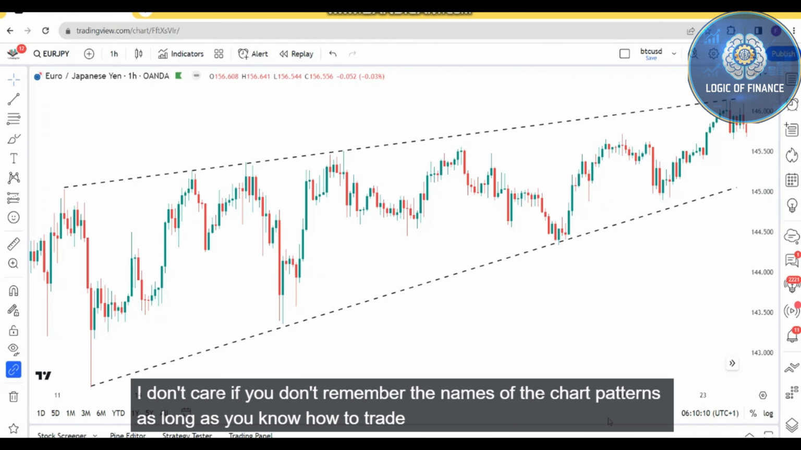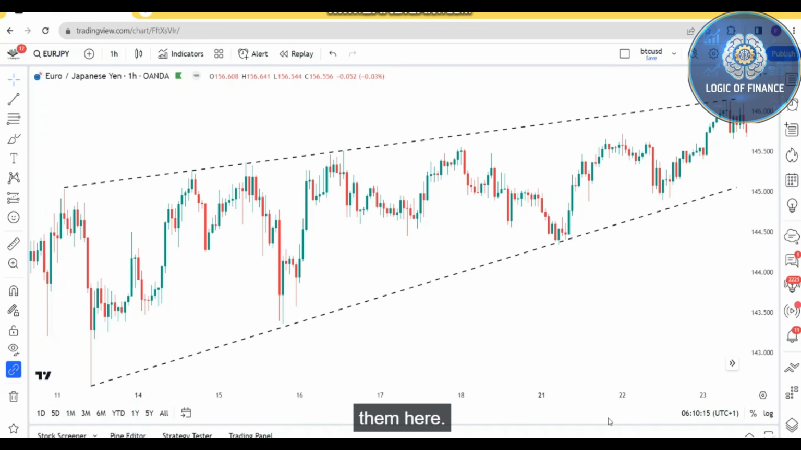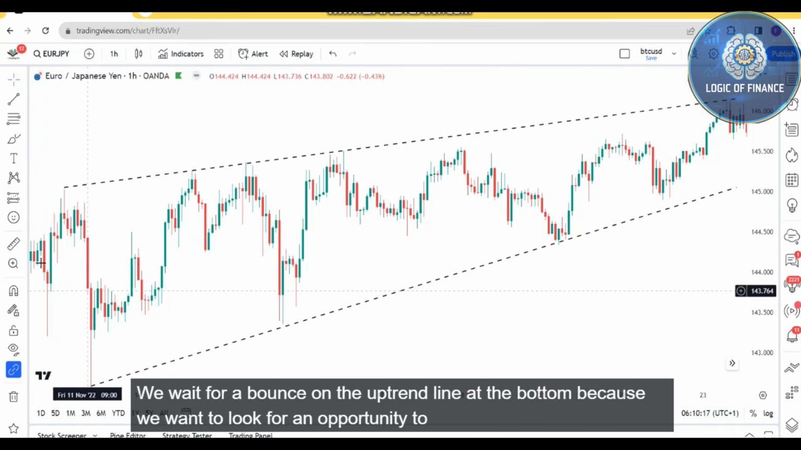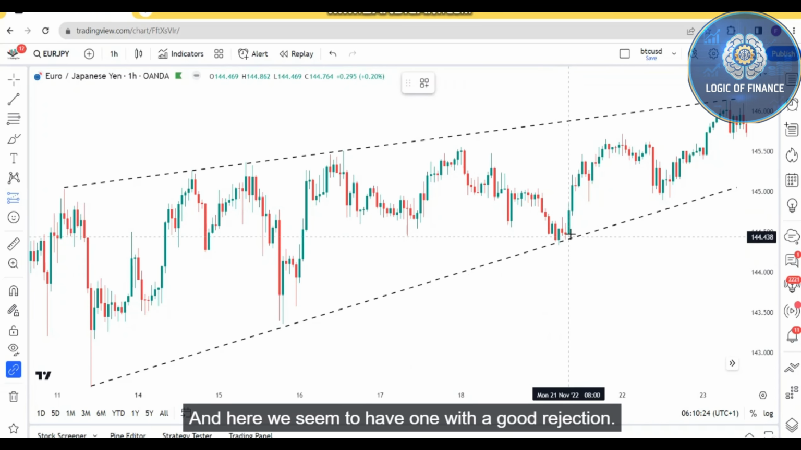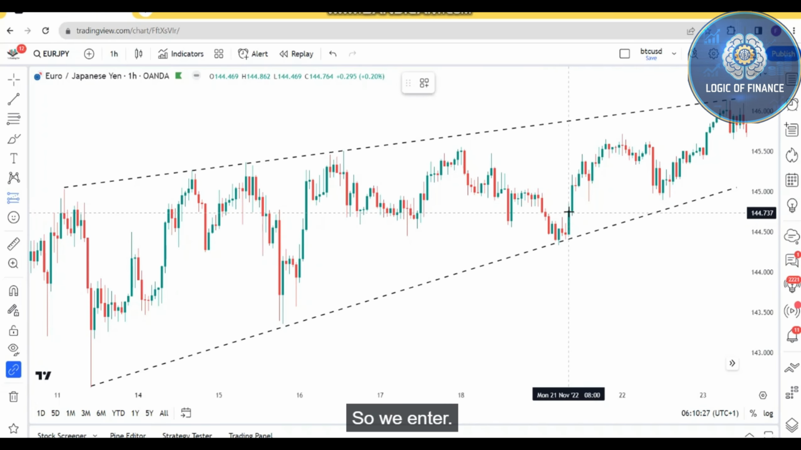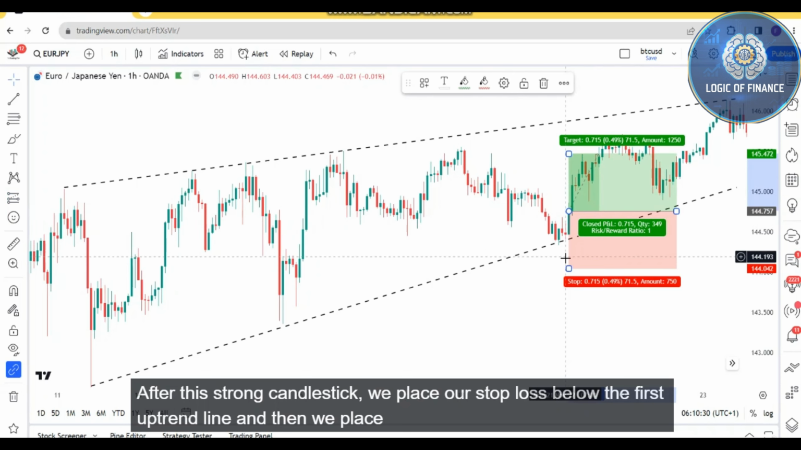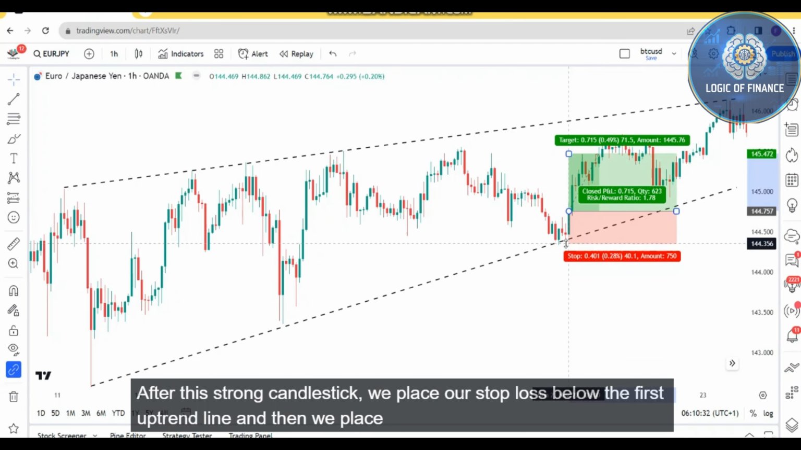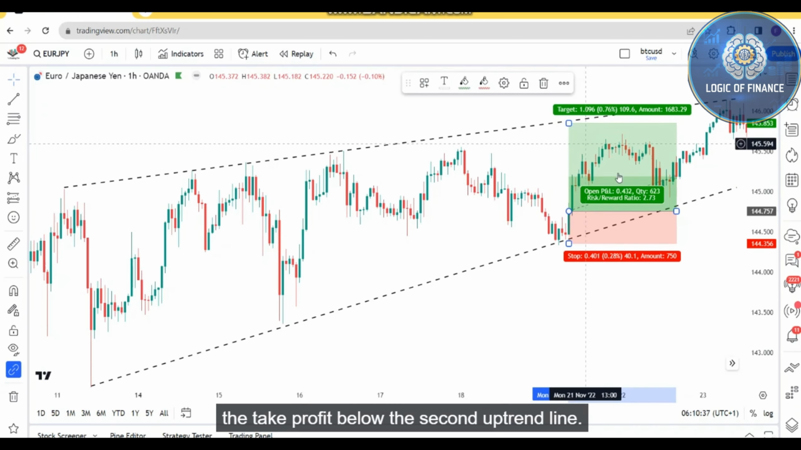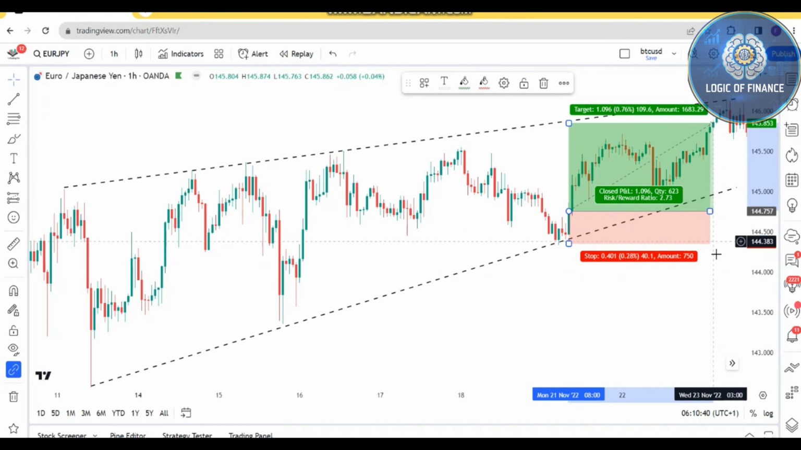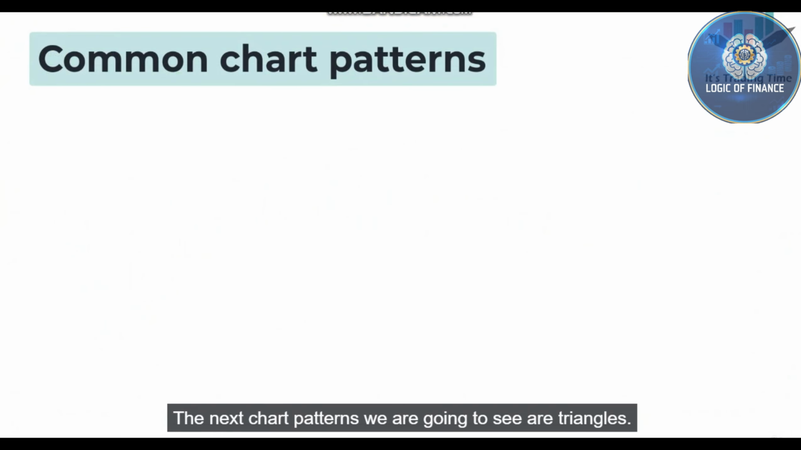They are not parallel. So we technically have a rising wedge. I don't care if you don't remember the names of the chart patterns as long as you know how to trade them. Here we wait for a bounce on the uptrend line at the bottom because we want to look for an opportunity to open a long position, and here we seem to have one with a good rejection, so we enter after this strong candlestick, we place our stop loss below the first uptrend line, and then we place the take profit below the second uptrend line. Easy as usual. The next chart patterns we are going to see are triangles.